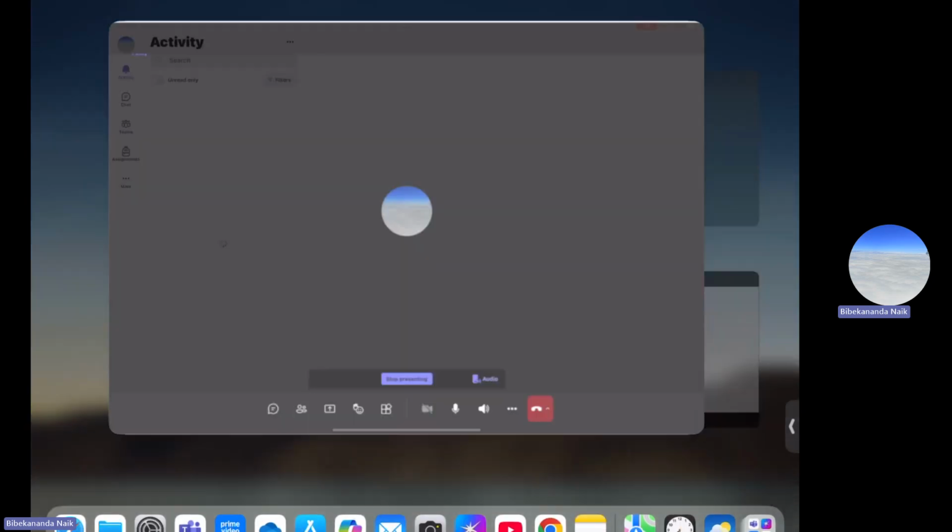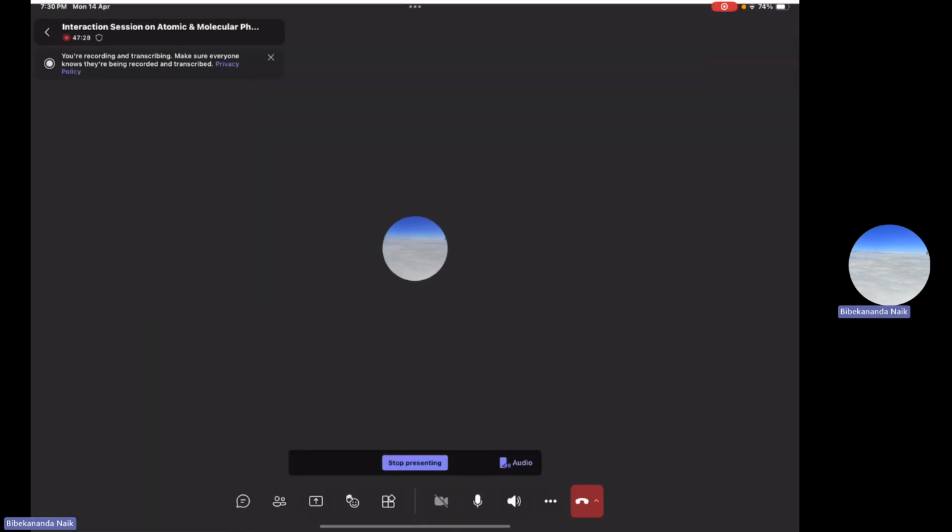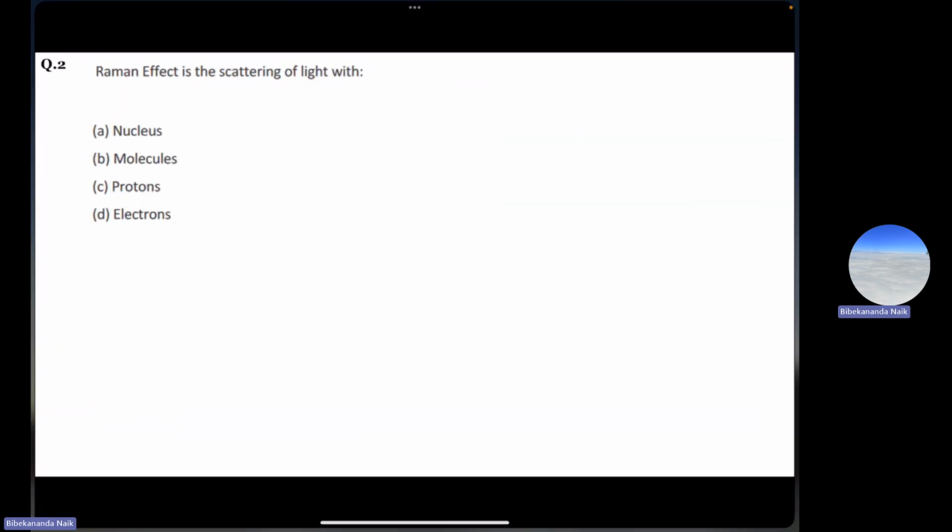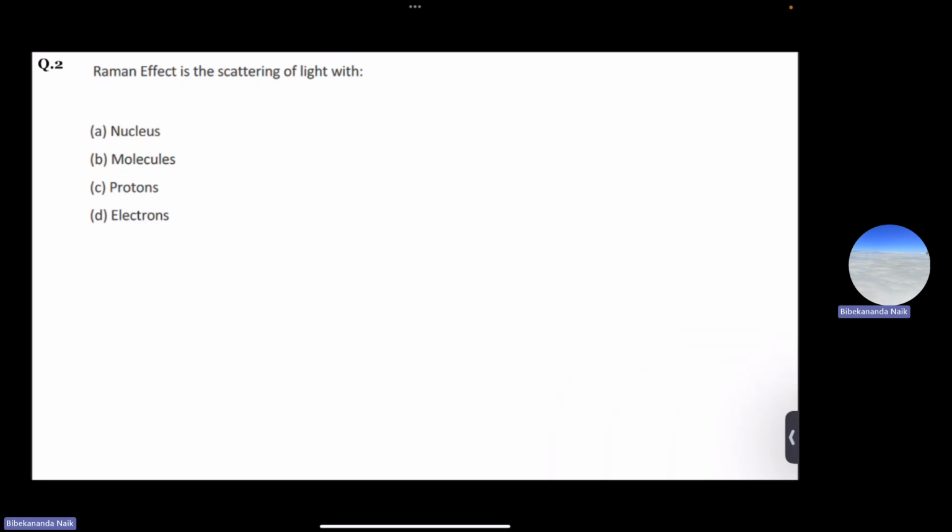Question number 2 says: the Raman effect is the scattering of light with option A, nucleus, option B, molecules, option C, protons, or option D, electrons. I'll give a few minutes to think about the correct answer, and then we will discuss.